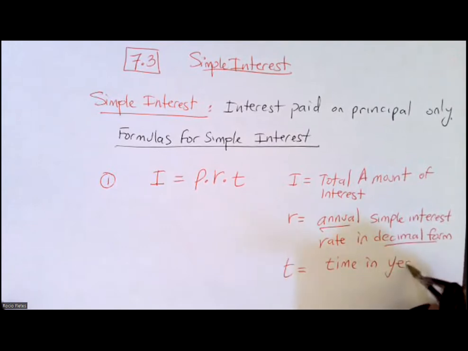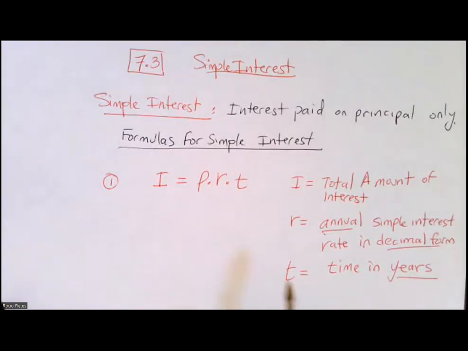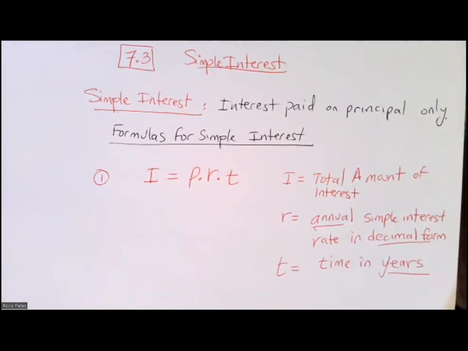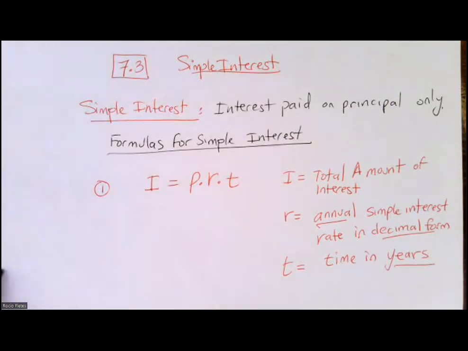So make sure that when you're working these problems, if time is given to you in any other way and not years, before you plug the time into the formula, you need to convert it to years. Say time is given to us in weeks, 51 weeks. Well, we have to convert to years, and we will write 51 divided by 52 because there are 52 weeks in a year. Okay? So that's the first formula.